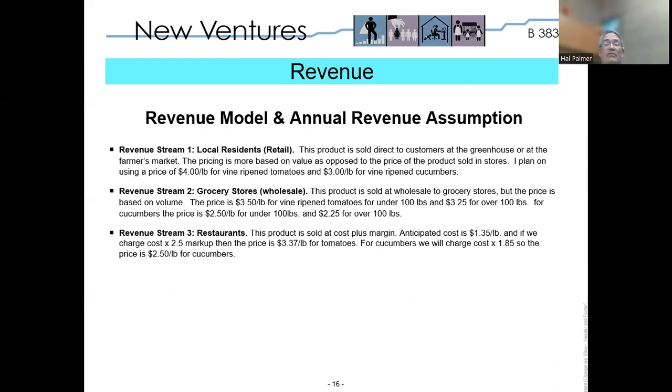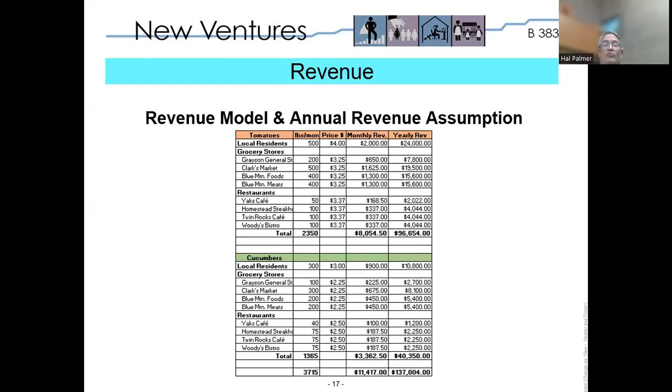The assumptions are based on costs and pricing for produce in local stores. That's my basis. The prices may seem high, but I didn't want to undersell the product that we think is going to be desired over the competitor's product.